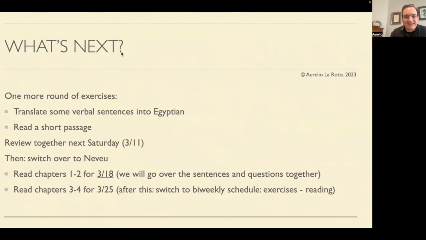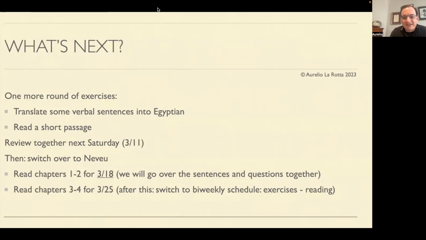And then on the following Saturday, I'd like to switch over to Neveu. What I mean by switch over is that we just read a section from Neveu. For the first one, we can do chapters 1 and 2 because they're super short. We'll go over the sentences as questions together in the session. And if there are any questions, that's the time to discuss. So it becomes more of a group discussion. Let's do the same thing for the following weekend, chapters 3 and 4, which are a tad more involved, but essentially we're talking about the demonstrative pronouns and the possessive articles, which we already had in the session. So this is also more of a recap.